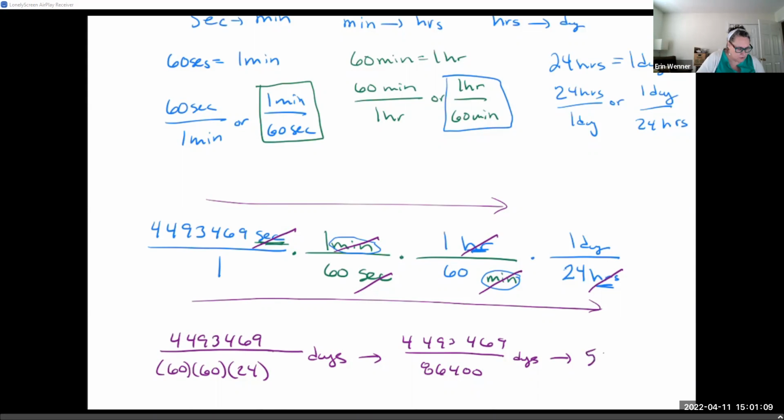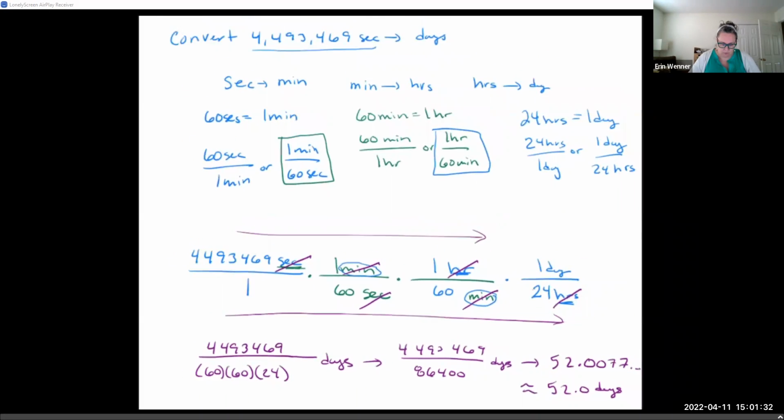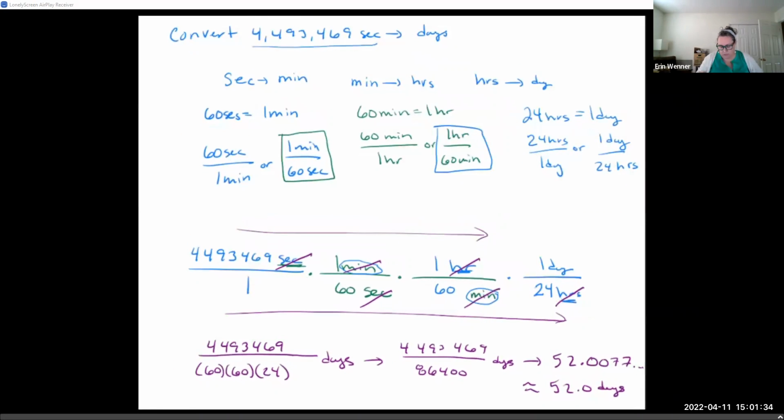And this gives us 52.0077 days. And we're just going to round that to 52.0 days. And I'm including the 0.0 portion on there to indicate to us that we had to round that value and it's not an exact number of 52 days. So this is one where we had to make 3 steps as we moved through the process. And so at each of those steps, we had to come up with our conversion factor and multiply.